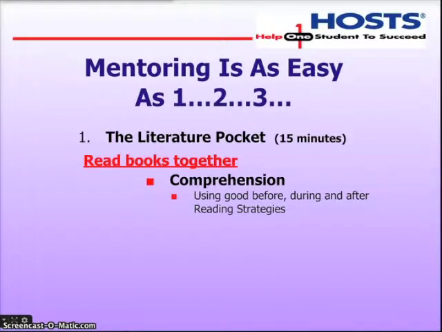Open up your folder to Pocket 1. The student will read to you for 15 minutes. As the student reads to you, you'll have them use before, during, and after reading strategies. The HOST instructor will introduce the strategies gradually and give you guidance of how to use them.